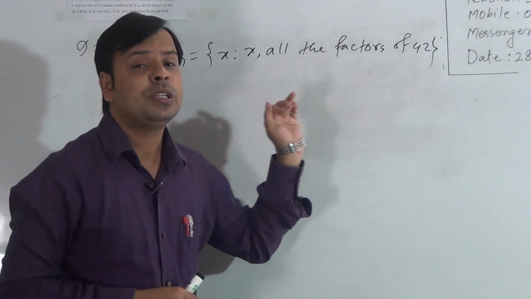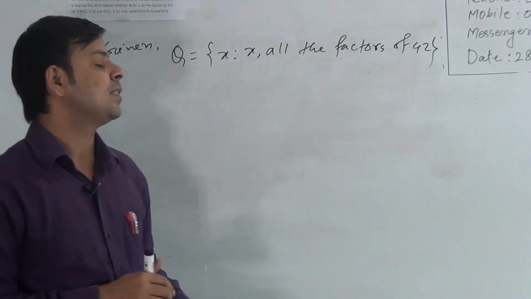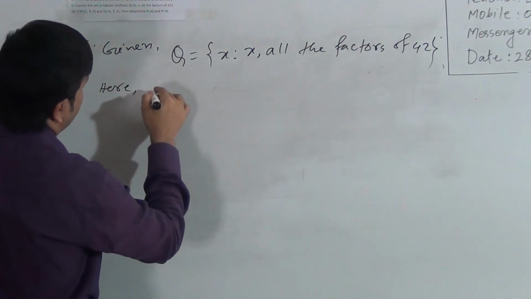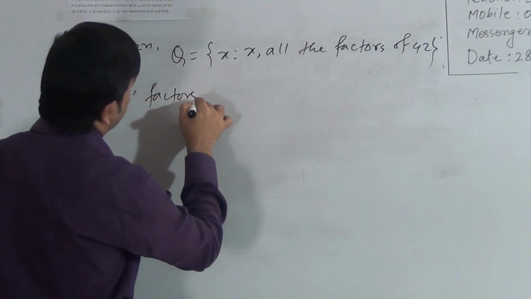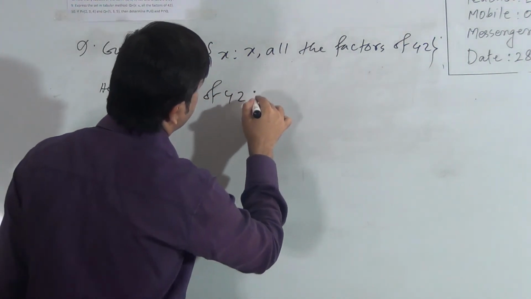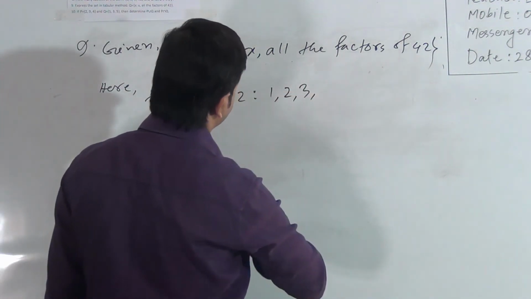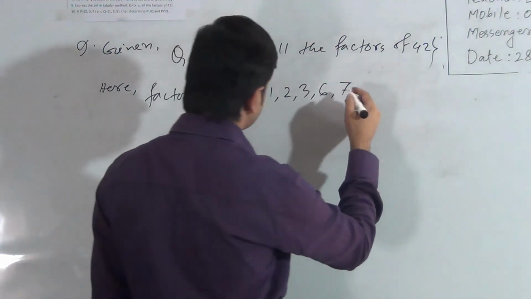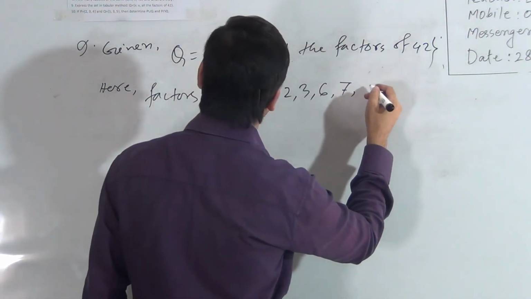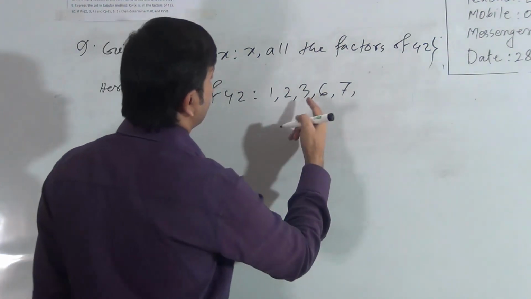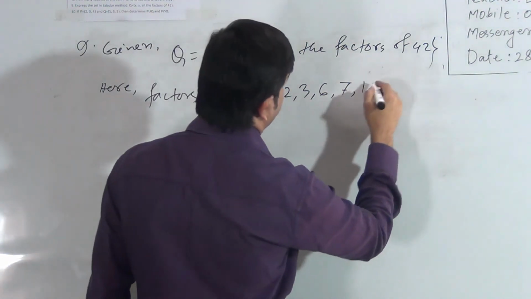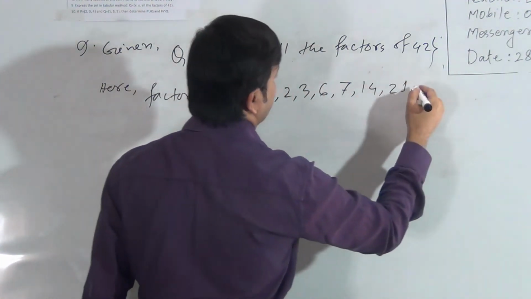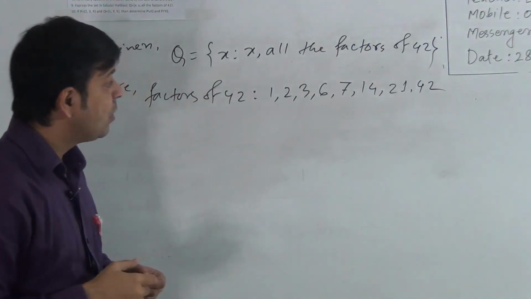It means that we have to determine the particular elements of this set. So find the particular elements, the factors of 42. We can write all the factors: 1, 2, 3, 6, 7. Now if we divide by 3, we will get 14. If we divide by 2, we will get 21, and then 42. These are all the factors of 42.